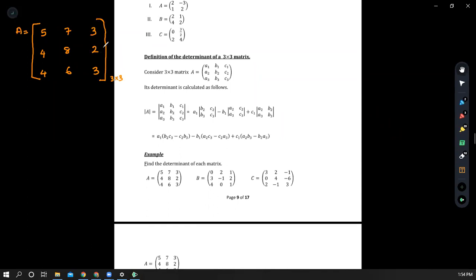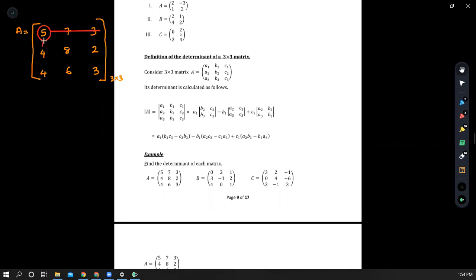To take the determinant of this matrix, what we have to do is first select the element and cut off the row and column associated with it. First we select the element in the first row, first column, and then we cut down the row and column associated with that value.